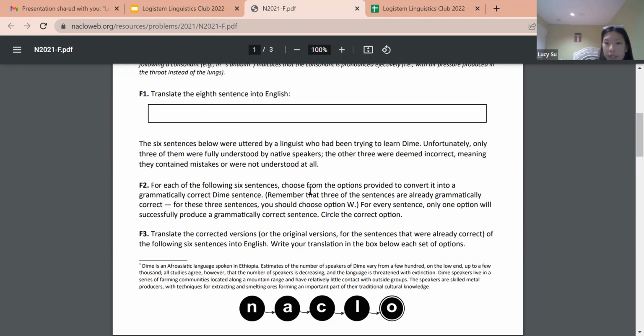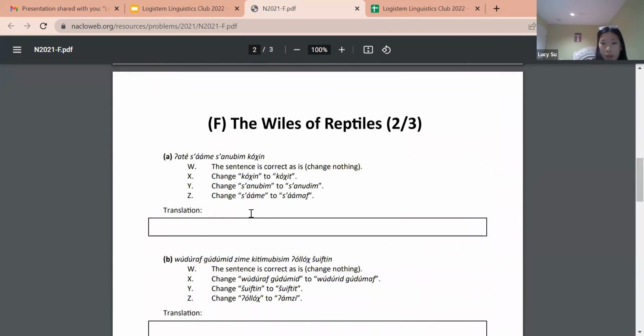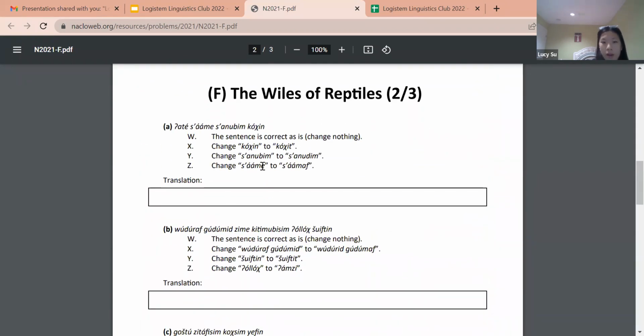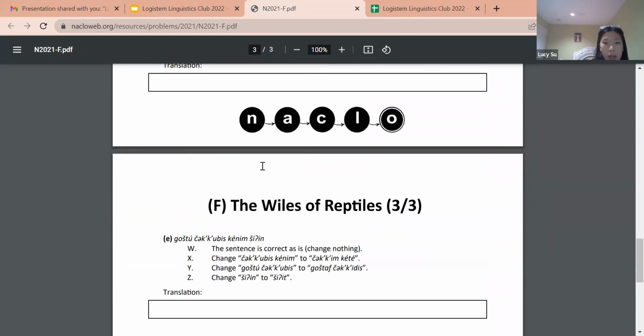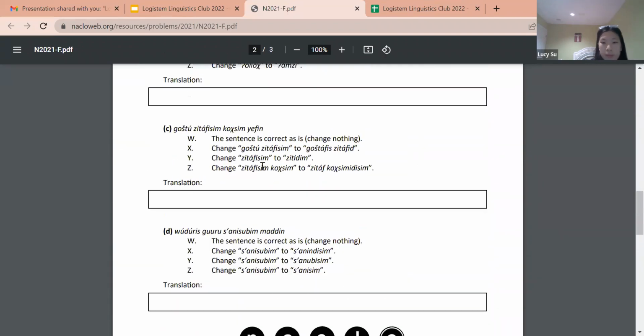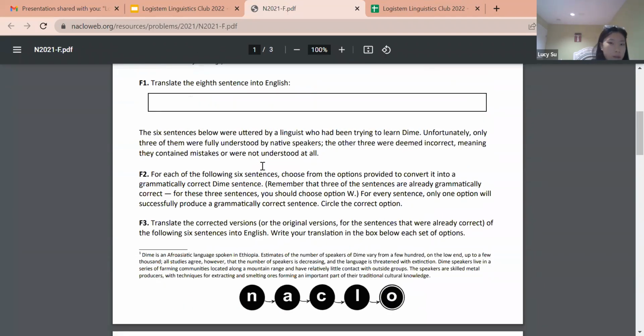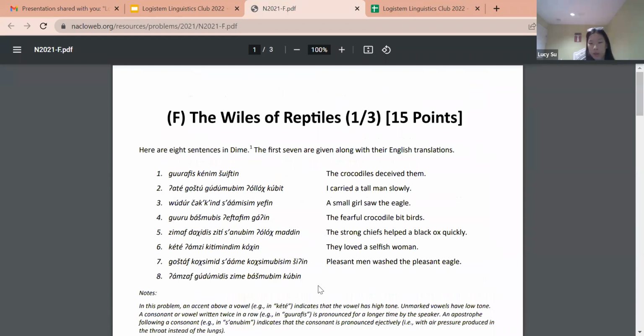For each of the following 6 sentences, choose options to convert them to the grammatically correct Dime sentence. So this would be multiple choice, and then also explain the reason why you changed it. And just try to get through as many as you can in 15 minutes since we're a bit short on time. Okay.